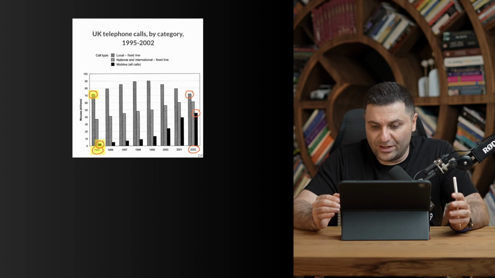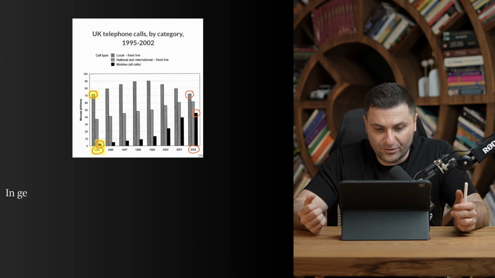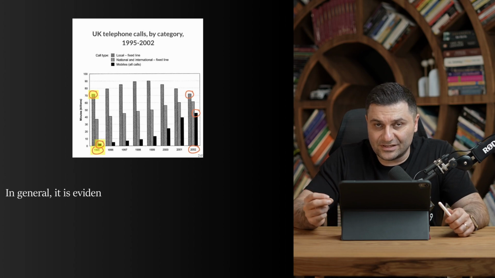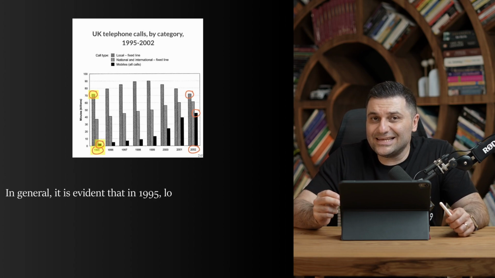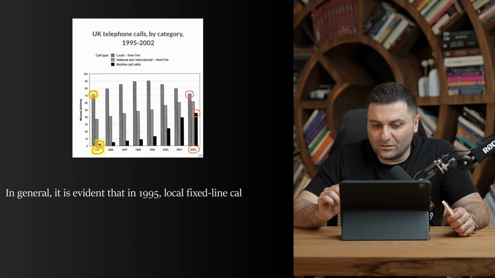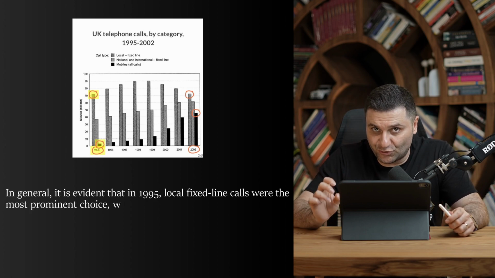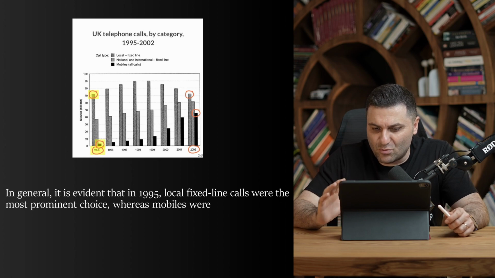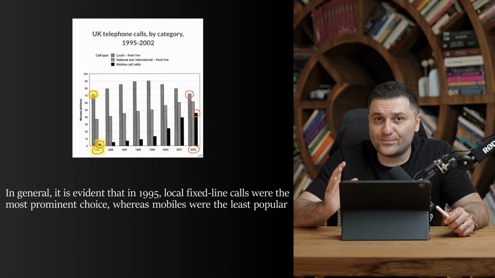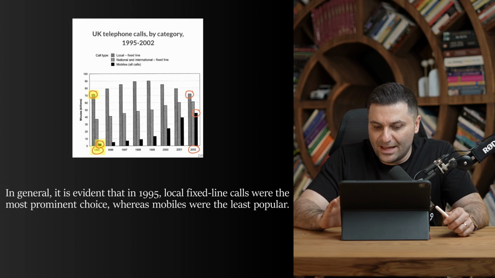We start with, in general, right? It is evident that in 1995, local fixed line calls were the most prominent choice, whereas mobiles were the least popular. And now we're going to talk about the end of the period in 2002.